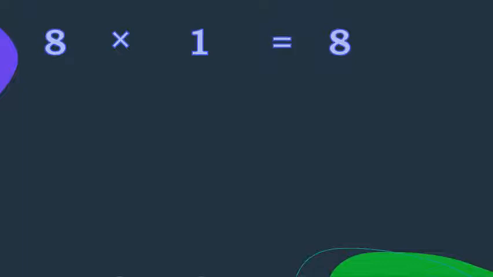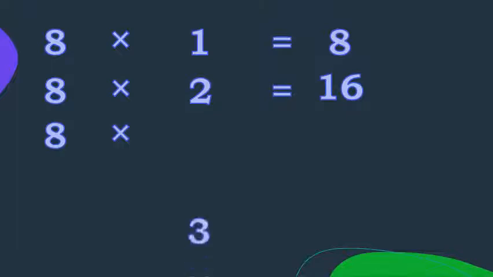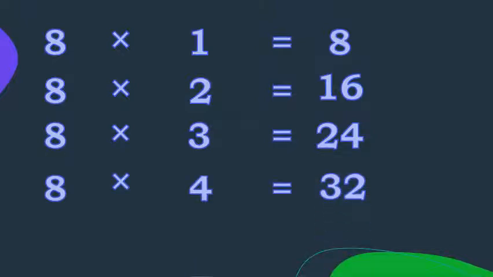8 ones are 8, 8 twos are 16, 8 threes are 24, 8 fours are 32, 8 fives are 40. Let's revise first, then we'll move further.